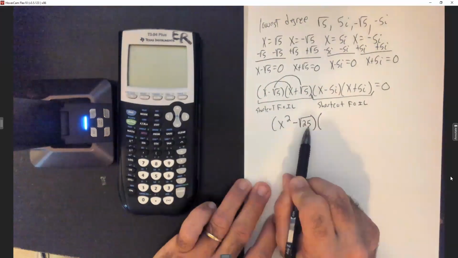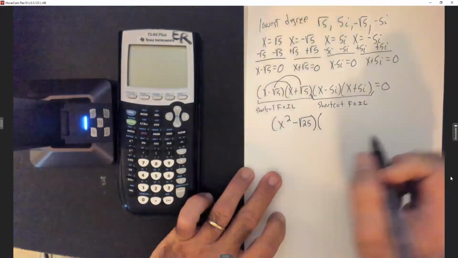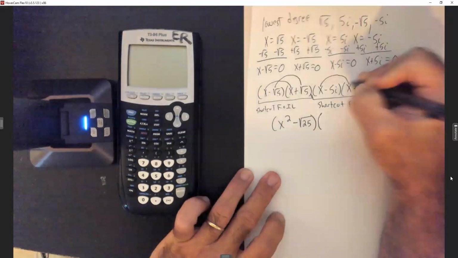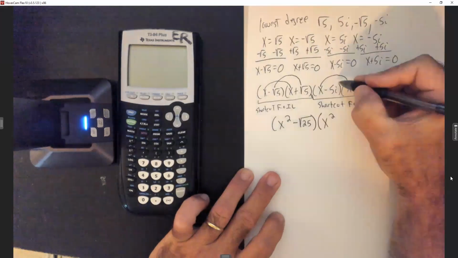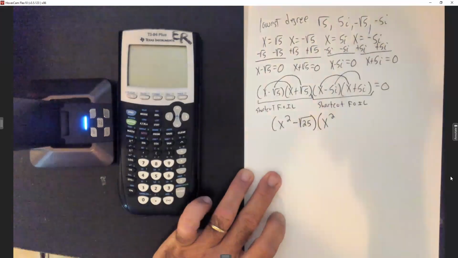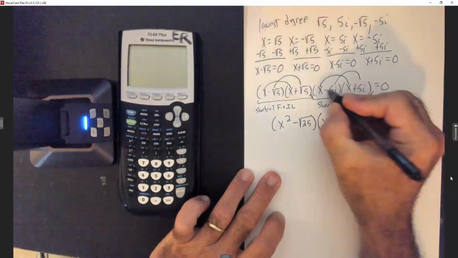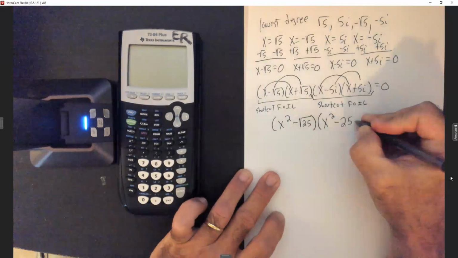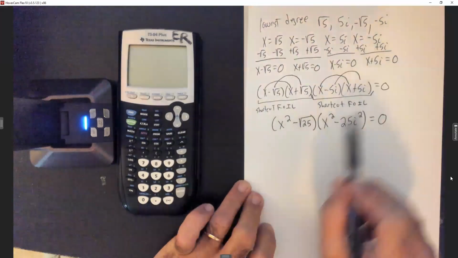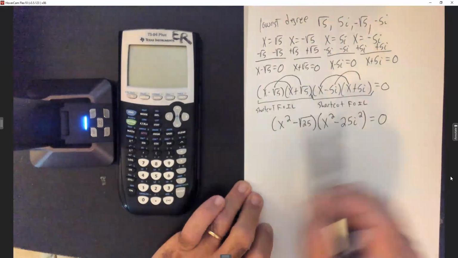So shortcut for all these ones. The first two get multiplied together. X times x is x squared. And then the last two get multiplied together. Negative times positive is a negative 25i squared. So y'all know I didn't have to add like terms. Anytime you have conjugate pairs, you can do this shortcut FOIL, okay?